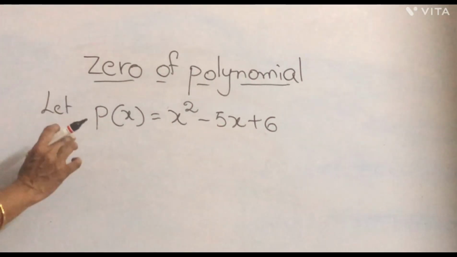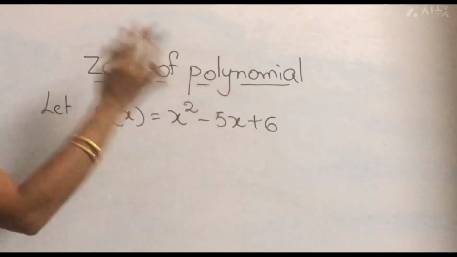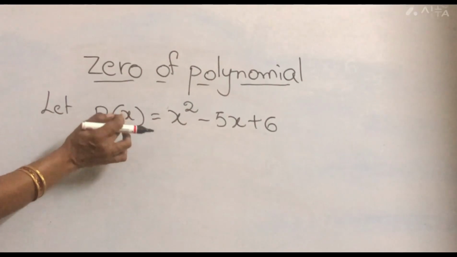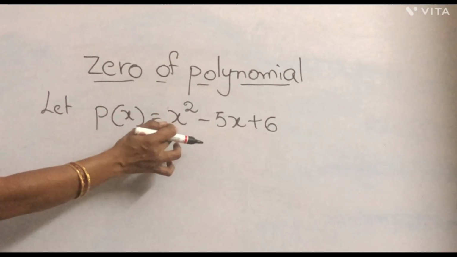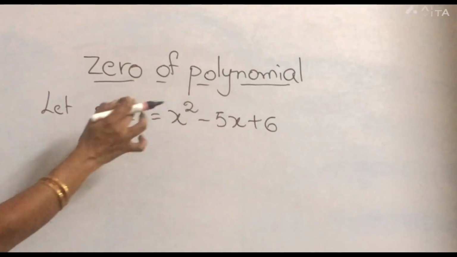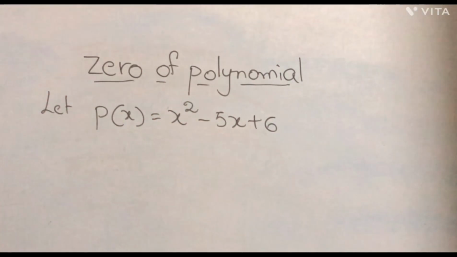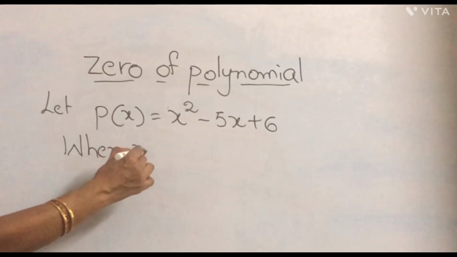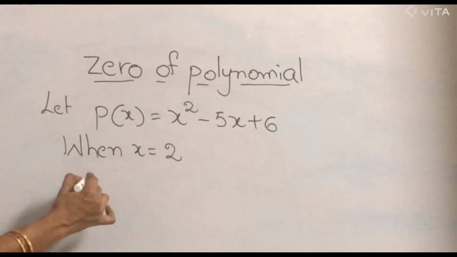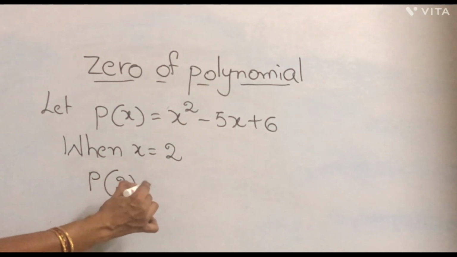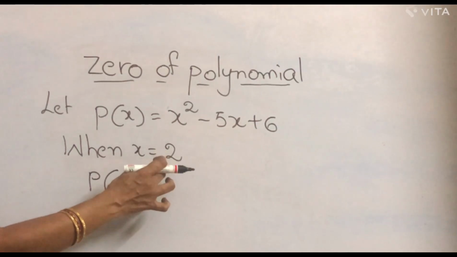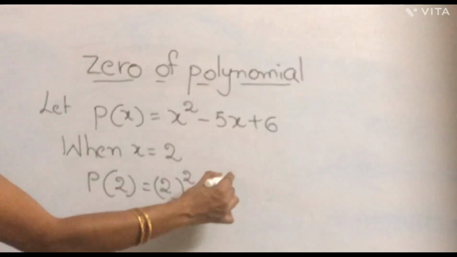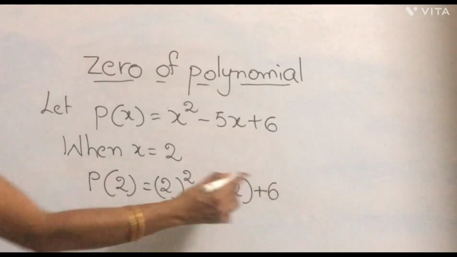Zero means a value which satisfies the polynomial. Meaning, whenever we substitute any one value instead of x, if we get the answer 0, then that value is known as the zero of the polynomial. Now I am taking 2 instead of x; let's check with this value. P of 2 is equal to x square, instead of x square write 2 square, minus 5 into 2 plus 6.